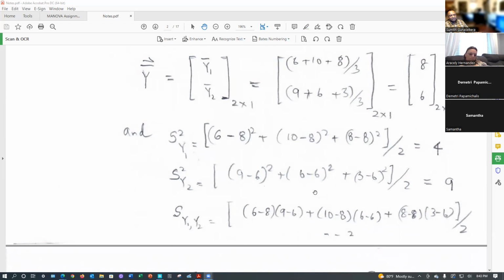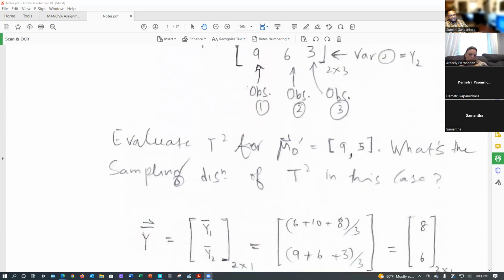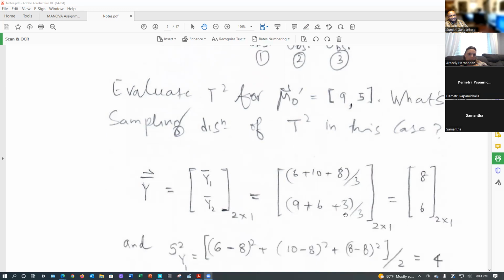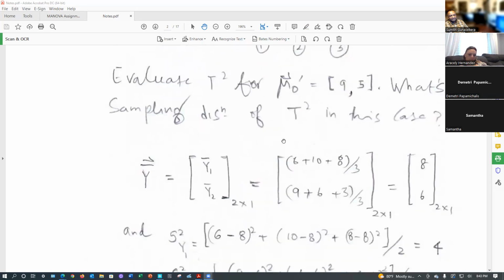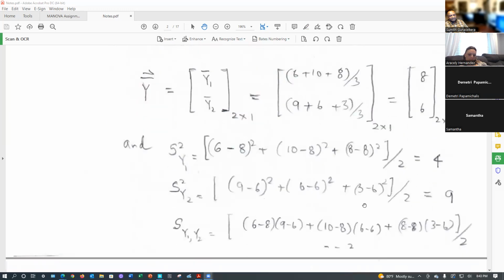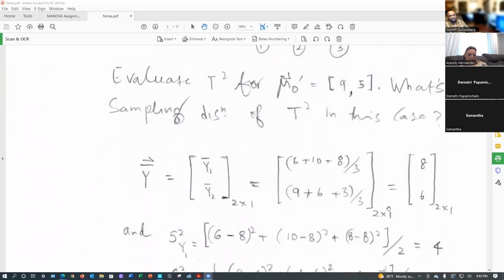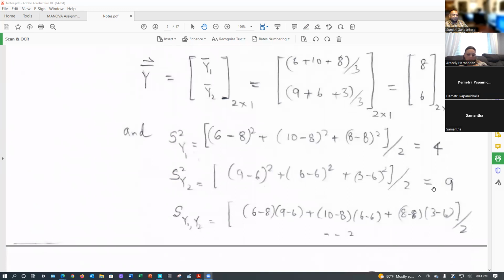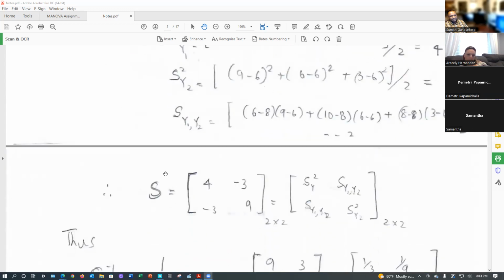In a similar fashion, you can do this one. We go to 9 minus its own mean, which is 6, squared, plus 6 minus 6, next reading, squared, plus 3 minus 6, squared, divided by n minus 1, which is 2, giving 9. Now you get the covariance between those two, how they are correlated. Simply you get 6 minus 8 times 9 minus 6, plus 10 minus 8 times 6 minus 6, plus 8 minus 8 times 3 minus 6, divided by n minus 1, again 2. That's how you build up the covariance matrix.